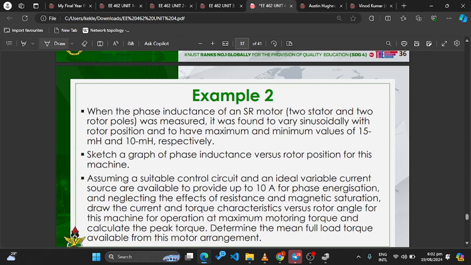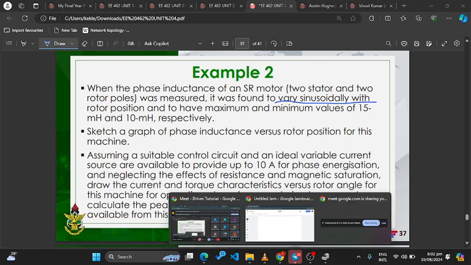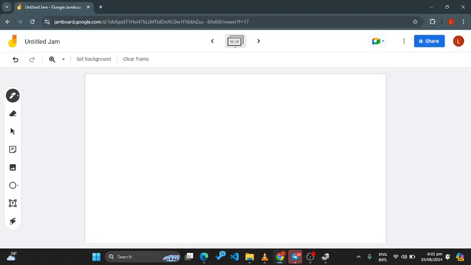So the second and the last question. It says that when the phase inductance of an SR motor, that has two stator and two rotor poles, was measured, it was found to vary sinusoidally with rotor position. The moment I read up to this point, I see this vary sinusoidally. Now, in my answer booklet, I'm just going to draw this.